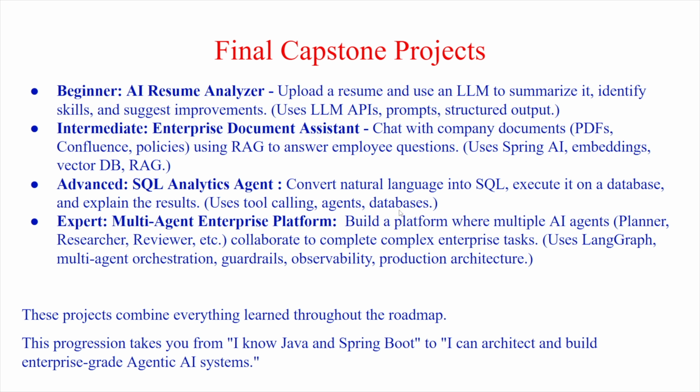And the last one is the expert level project, where you create a multi-agent enterprise platform where you have multiple AI agents, the researcher, reviewer, who collaborate to complete a common task. And you can use the different kinds of LangGraph, multi-agent, orchestration, guardrail, observability, production architecture kind of stuff. So all these 4 projects combine everything that we have learned. And this takes you from I know Java and Spring Boot to I can architect and build an enterprise level agentic AI system, which is what is in need right now and very hot and trending in the market.